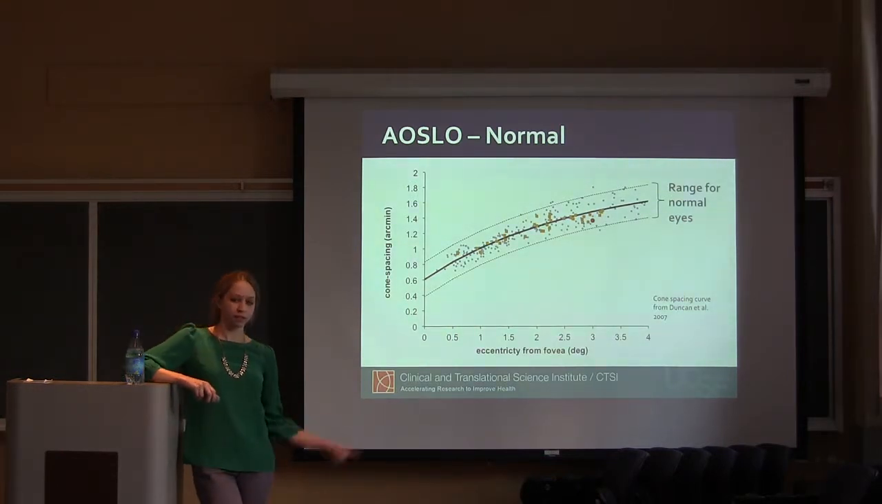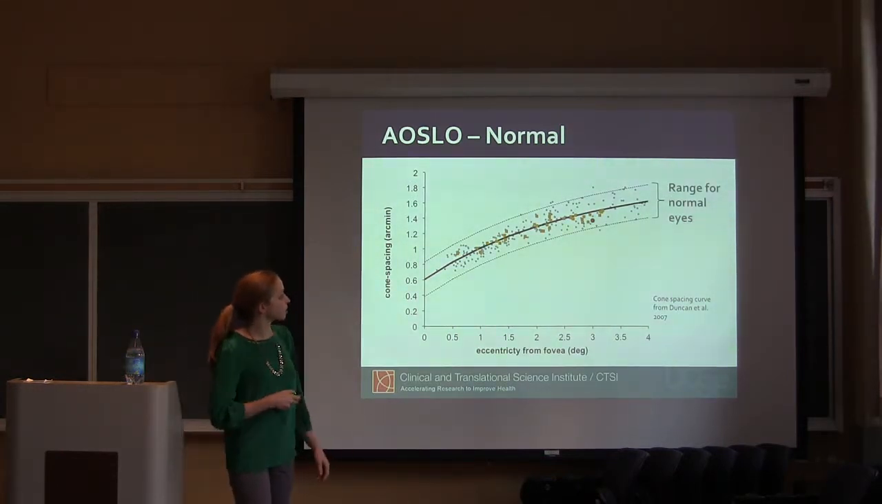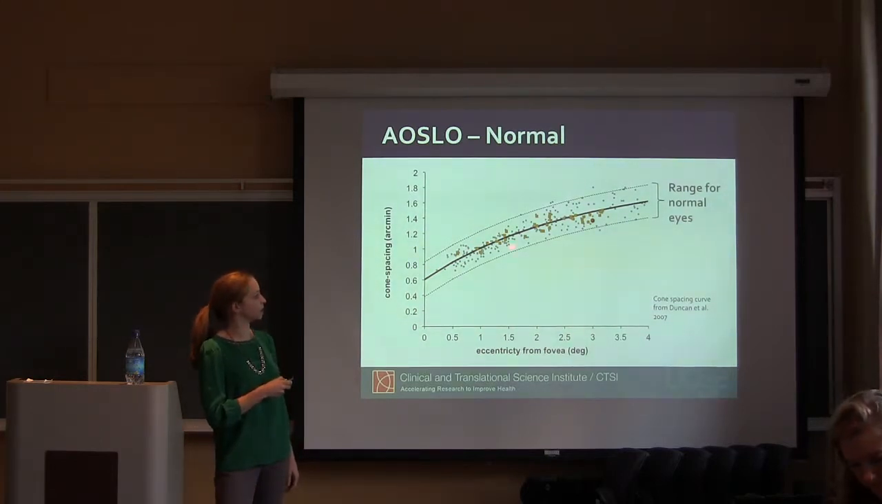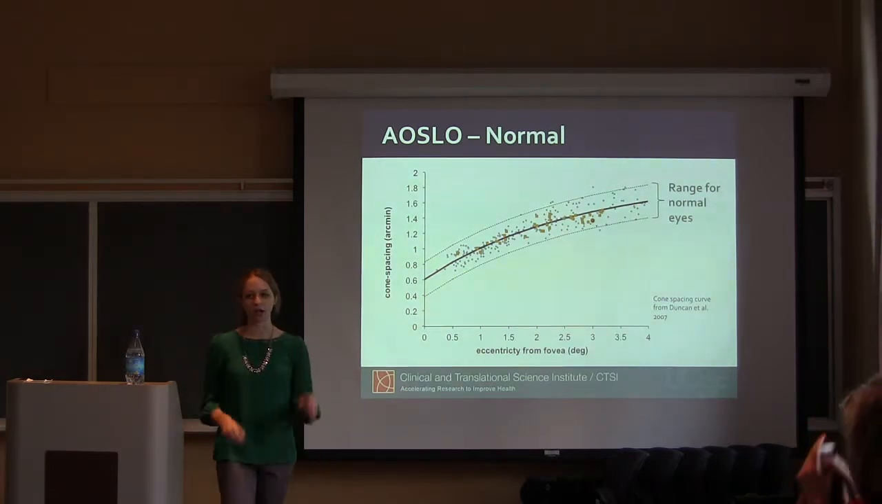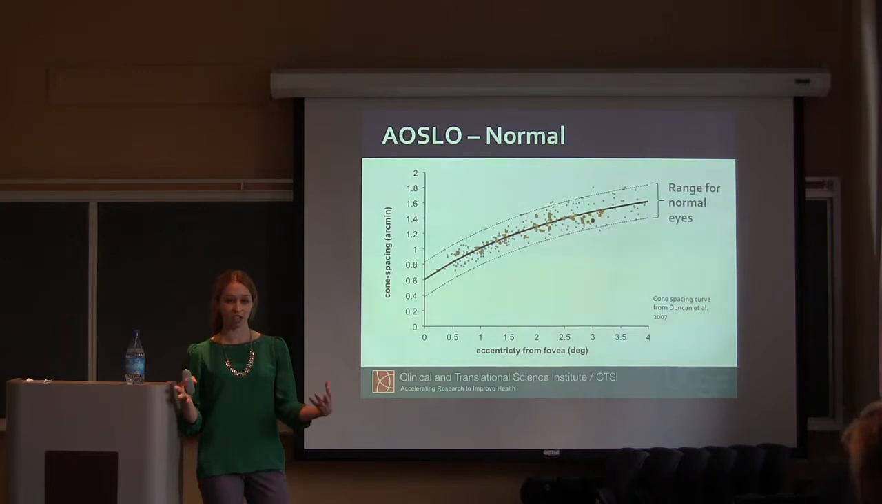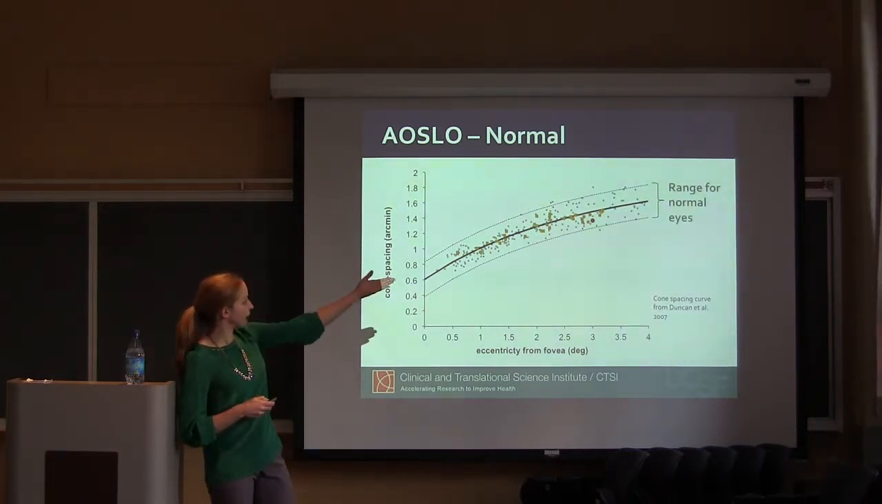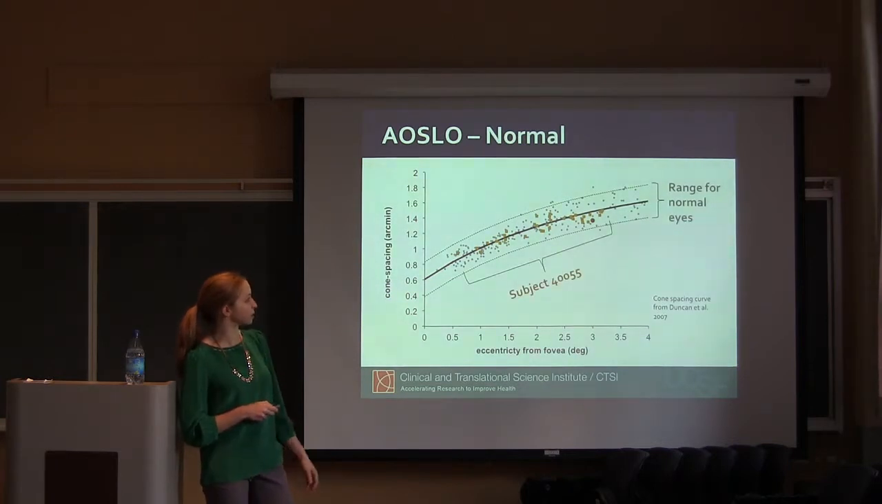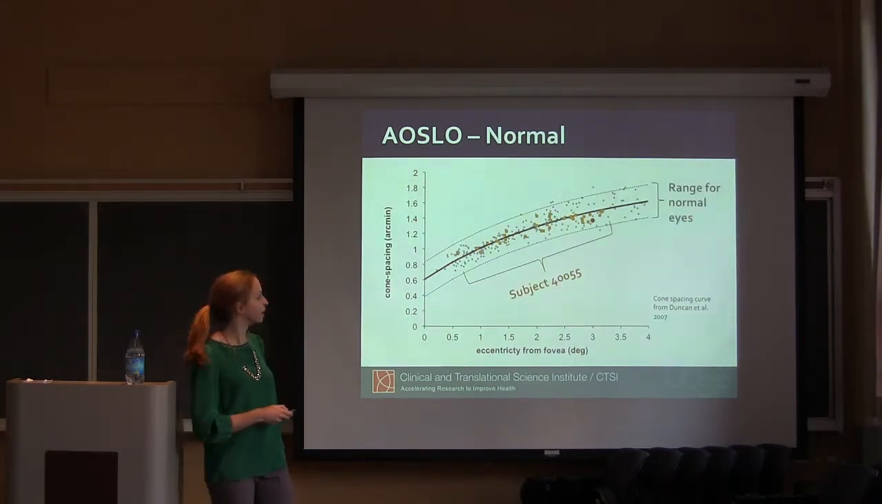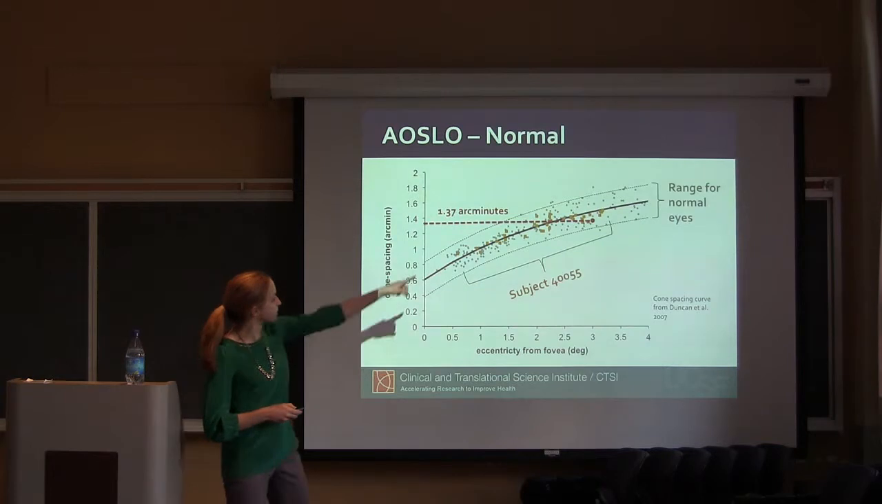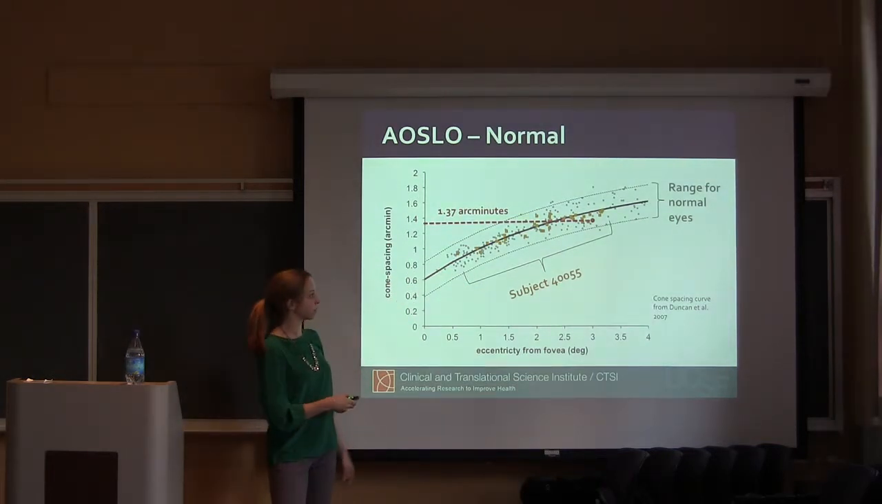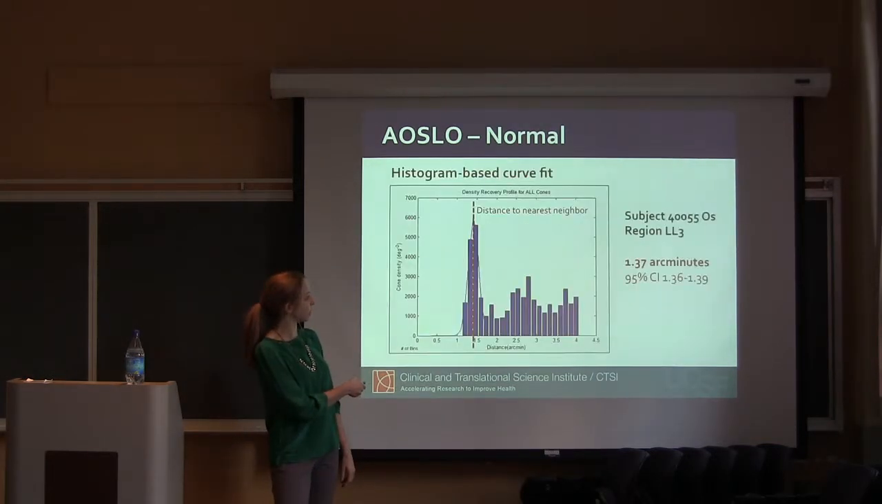So for this retinal image that I showed previously, these yellow points here are the data points that we generated by looking at a histogram for each region of interest. And you can see that, as expected, this one falls within the range of normal because it was a healthy eye. And this red data point there was just the one that was from the previous slide here.